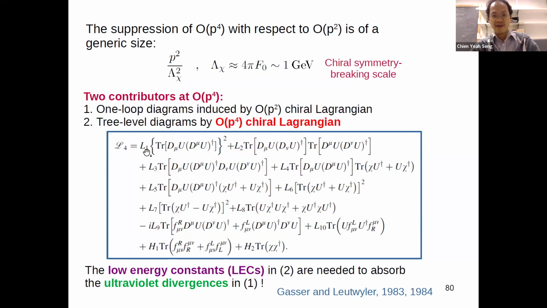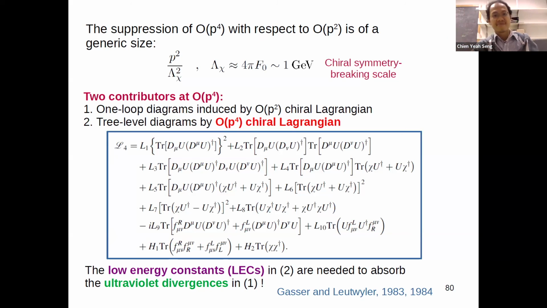For each of these low energy constants, or LECs, you have to separate it into two pieces, the bare piece and the renormalized piece. The bare piece has to cancel the ultraviolet divergence from the one loop induced by O(P^2). And the renormalized piece is something you determine by experiment. And that is a very complicated program.